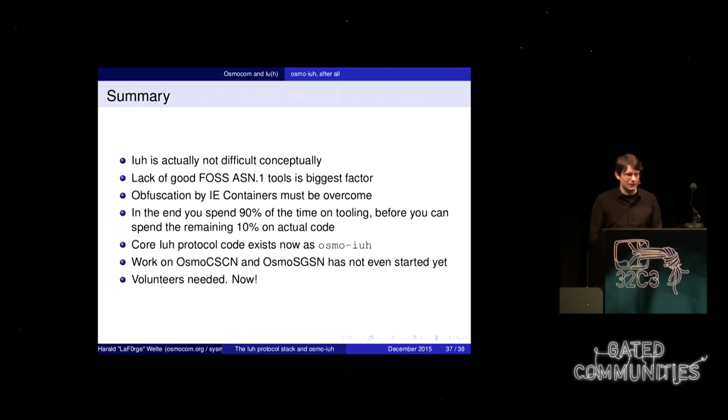At the moment, as I said, unfortunately, it's not possible. So, as a summary, before I go into the demo and you having a look into the marvelous depth of the Wireshark decodes, IUH is conceptually very easy to understand. The lack of good ASN1 tools is the biggest problem in the free software world. You need to overcome these containers, and in the end, you spend 90% of your time improving the tooling, fixing the tooling, and working around these layers of abstraction rather than doing the actual functionality.